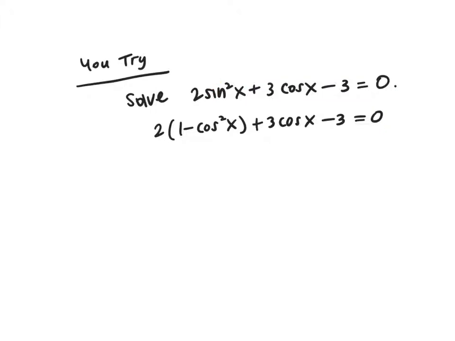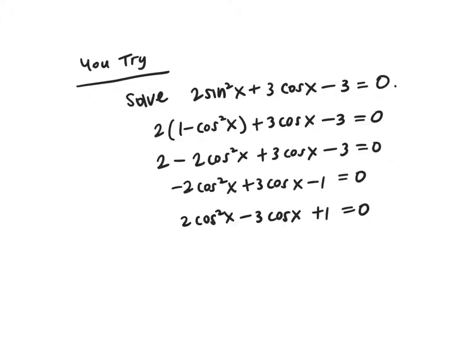I notice that sine squared x I can replace with 1 minus cosine squared x, since the other one's in terms of a cosine. And when I distribute the 2, I end up with 2 minus 2 cosine squared x plus 3 cosine of x minus 3. Then when I combine like terms by doing the 2 minus 3, I end up with a -1 here. But because I want that leading term to be positive, I just multiply both sides by -1, or you can think of it as just adding everything to the other side. So all the signs switch, and I end up with 2 cosine squared x minus 3 cosine of x plus 1 equals 0.